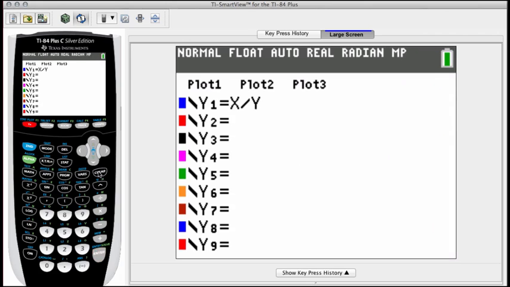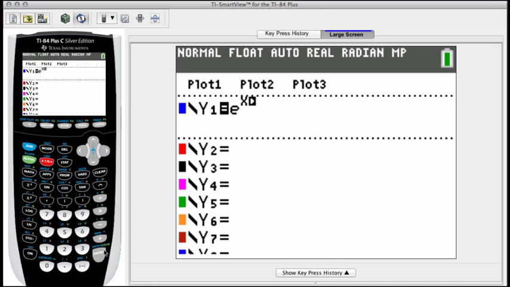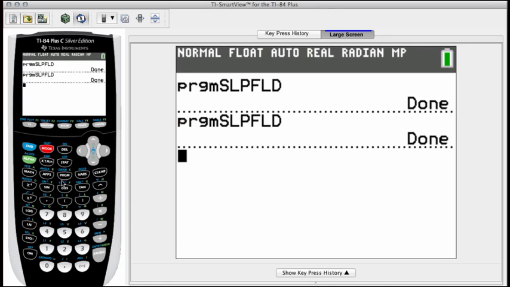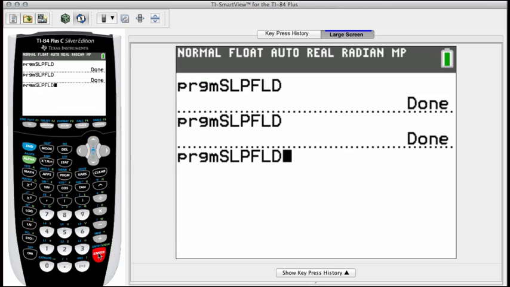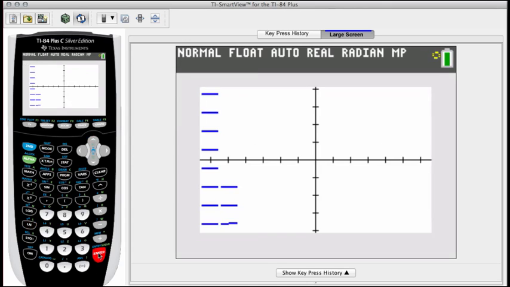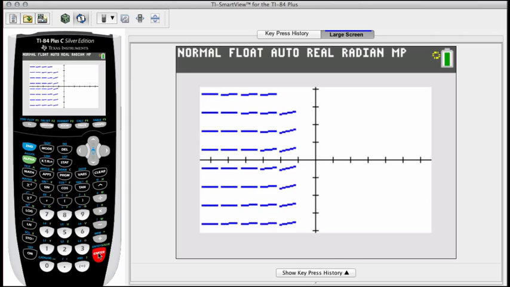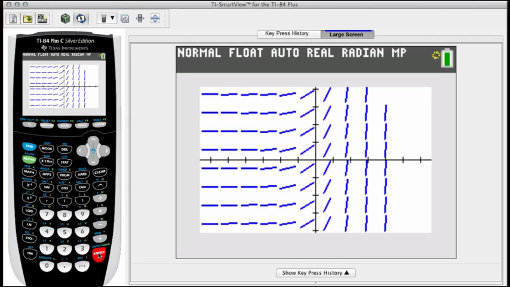If you go back under y equals, let's try an exponential function. Let's do e to the x. Back out of it, and then run your slope field program. And your slope field should look like this.